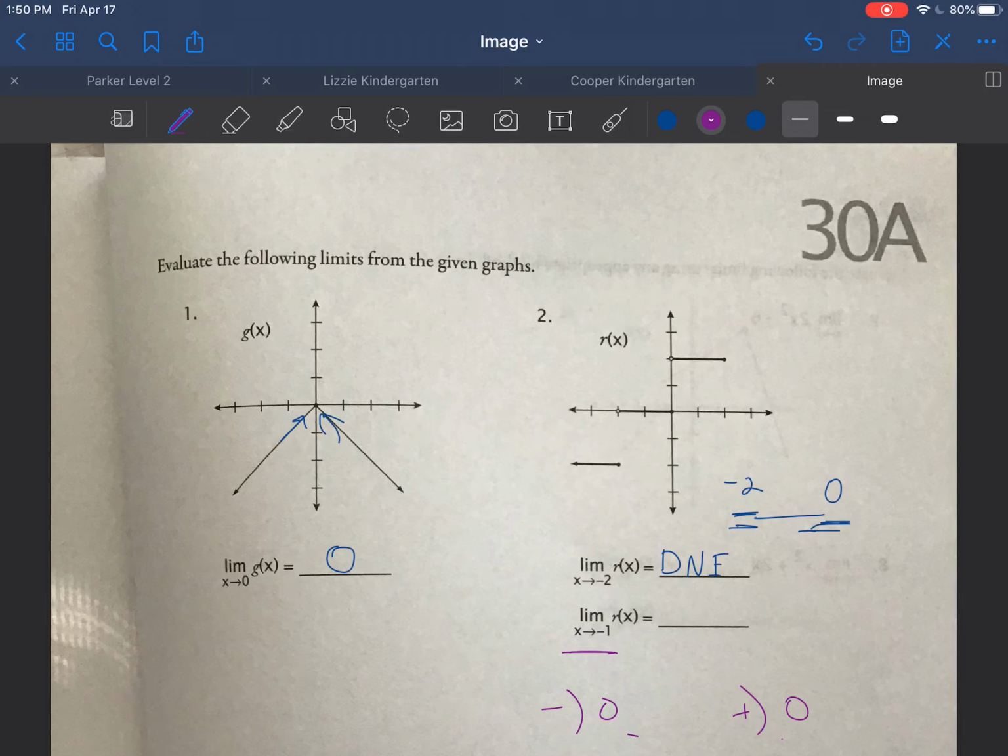Because those match, we can say the limit as x approaches negative 1 of r of x is equal to 0. That's an ugly 0. By the way, this is called a step function. When it has these different pieces, it's called a step function.